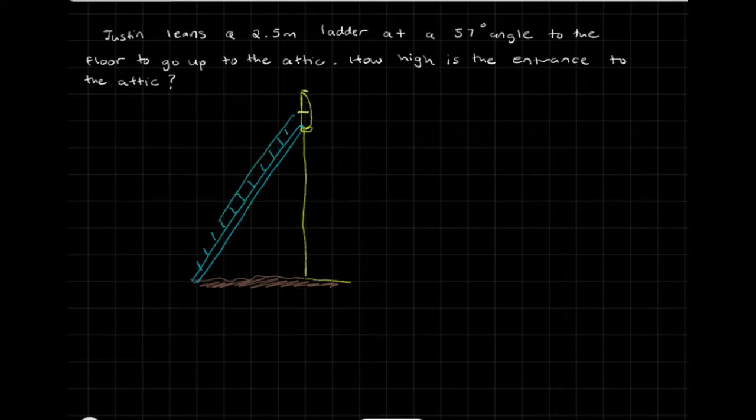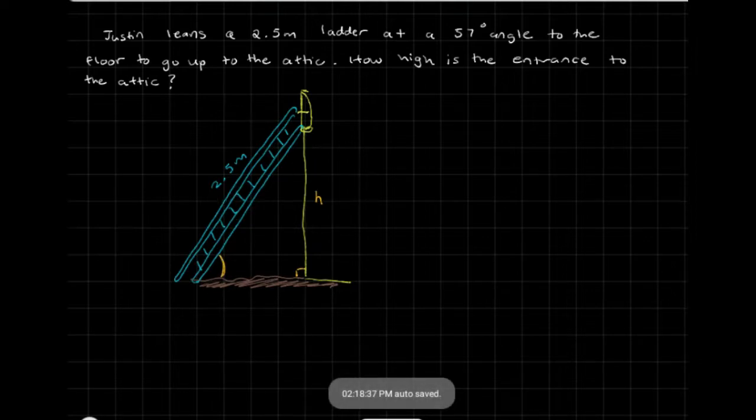Okay, so this is your ladder. Basically, the ladder here is 2.5 meters, and this is on the ground. We can assume that this is a height, so it's always 90 degrees to the base. The angle that it makes with the floor or the ground, whatever you want to call it, is 57 degrees.